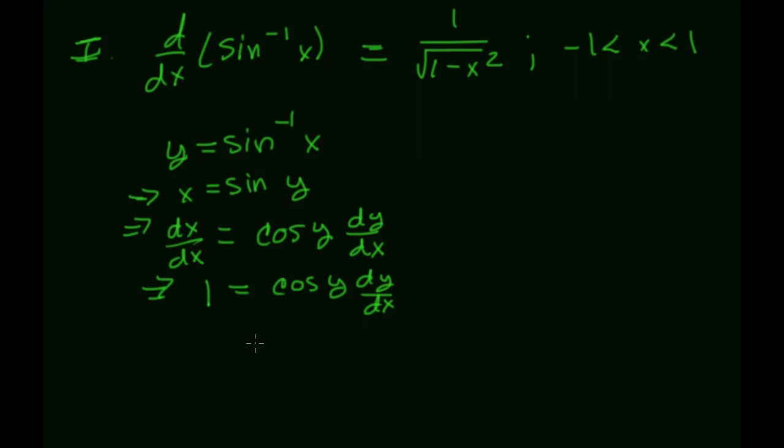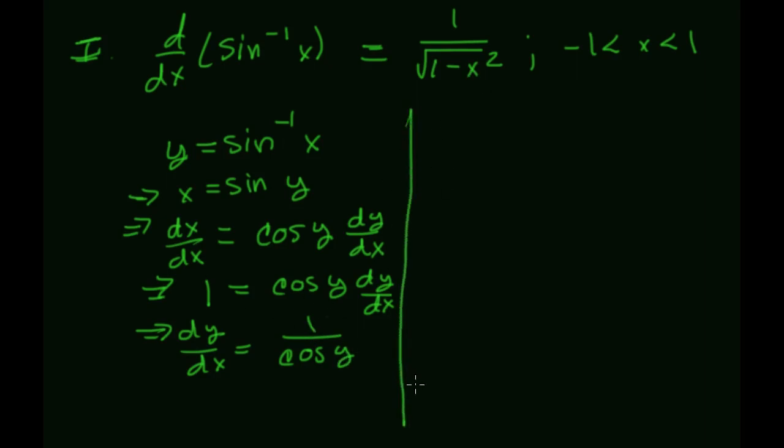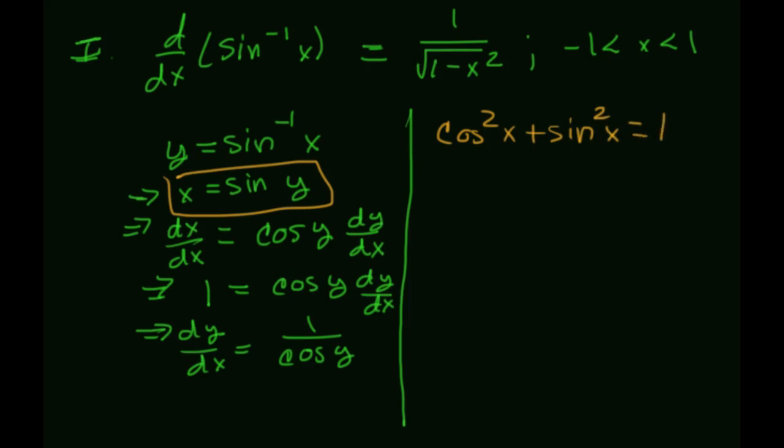But there's some weirdness here. Let's see what happens. If I move this around a bit, I get dy dx is equal to 1 over the cosine of y. Well, that's all fantastic. But wait for it. I want this in terms of x. So I need some manipulation going on here. Note from above that x is equal to the sine of y. Note also that the cosine squared plus the sine squared has to equal 1. So what's that got to do with this?